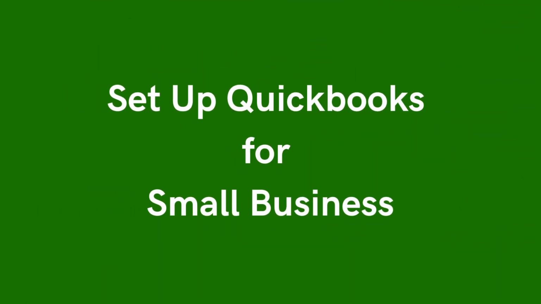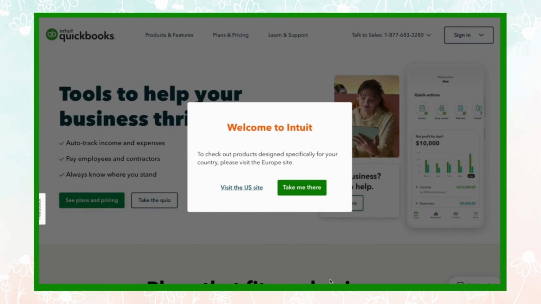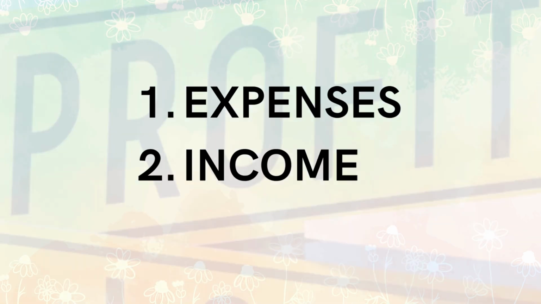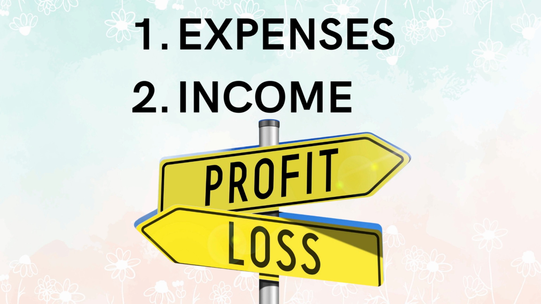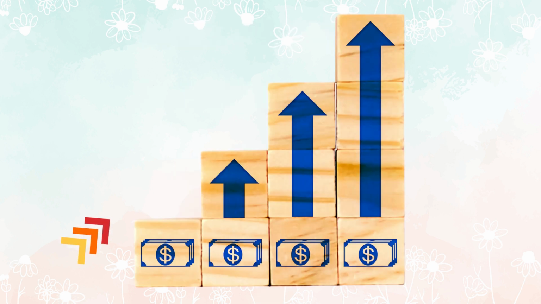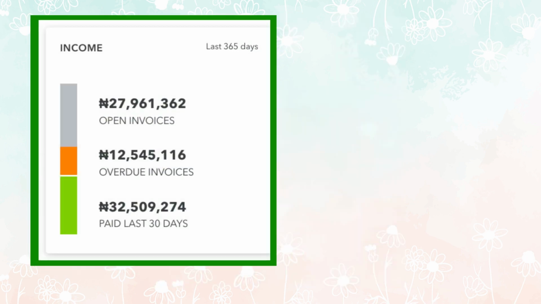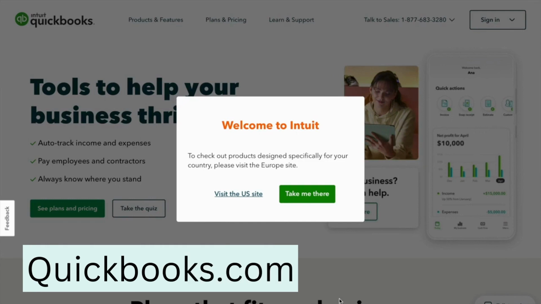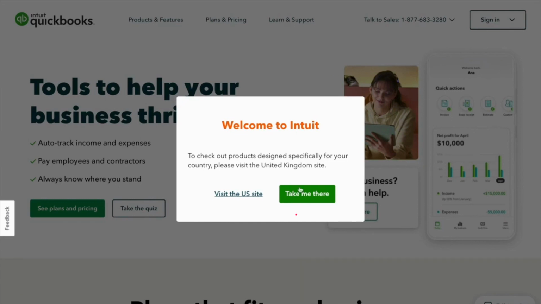In this video, I will show you how you can set up QuickBooks for your small business so that you can track your expenses and your income. This will allow you to monitor how your business is doing. When you track costs and earnings, you can easily tell when to make certain decisions to help your business grow. QuickBooks is suitable for keeping financial accounting records because it's very simple to use. Anybody can use QuickBooks. Now go to quickbooks.com on your browser and select your location.